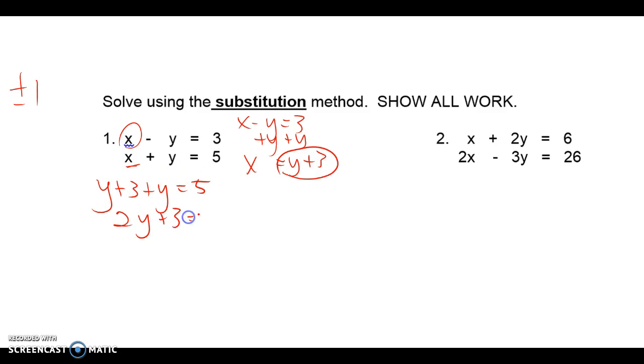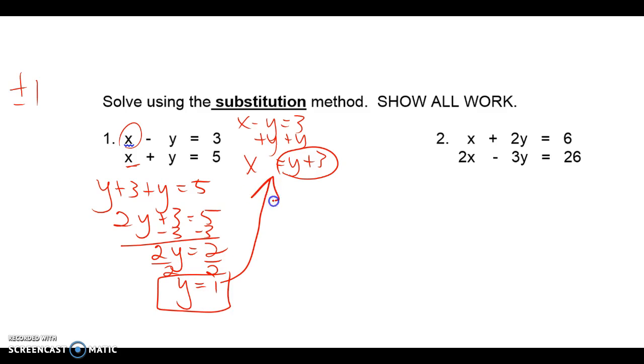2y plus 3 equals 5. I'll subtract 3. 2y equals 2, and y equals 1. Then I take this value and put it right back into this equation. x equals 1 plus 3. x equals 4. So my solution is (4, 1), and I can go and check that to be sure.